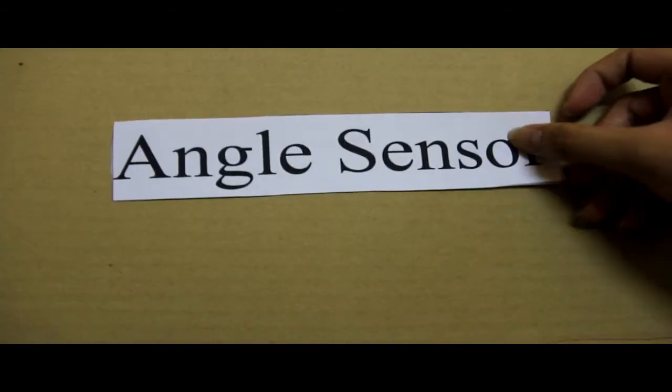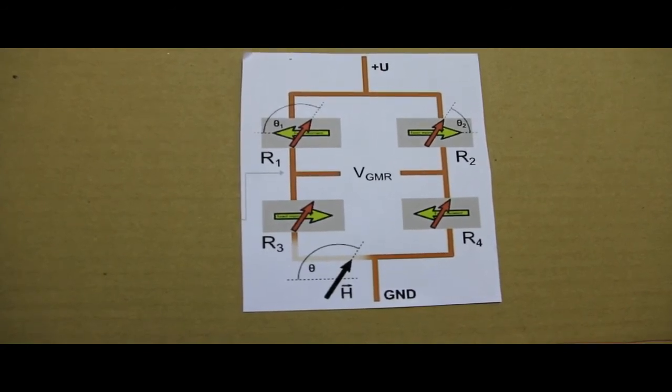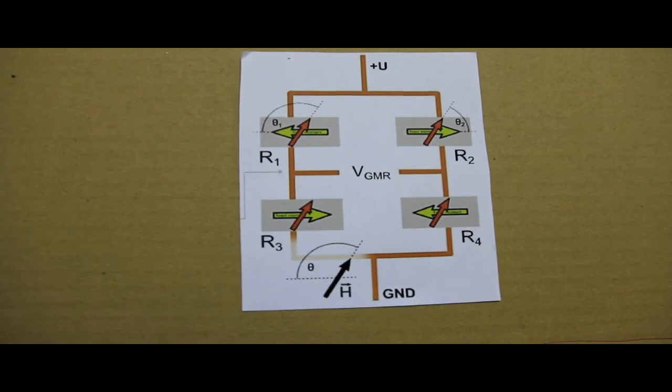Next is the angle sensor. It is used to fabricate a sensor of magnetic field direction. One can use a single spin valve. It is assumed that the magnetic moment of the free layer is parallel to the field direction. Below is the related formula.